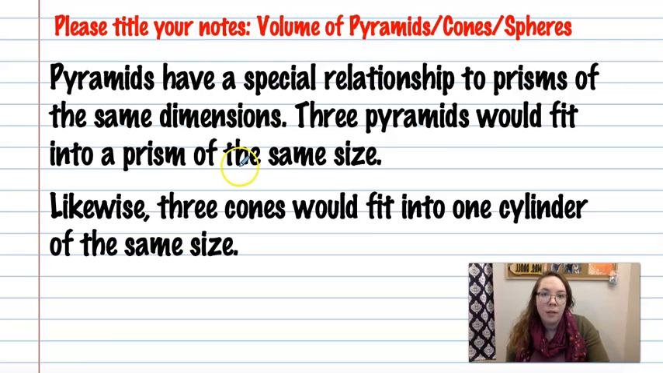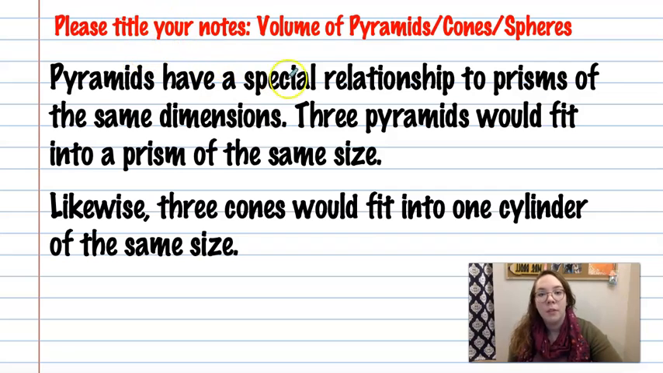All right, guys, today we are talking about the same three shapes as yesterday, which are pyramids, cones, and spheres, but we're doing volume instead of surface area. So pyramids and cones have a special relationship with prisms and cylinders. So it's kind of nice that we've already done prisms and cylinders last week.